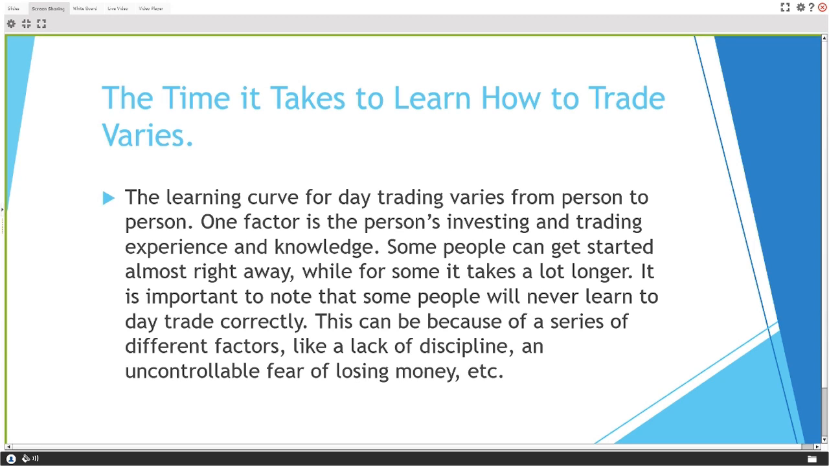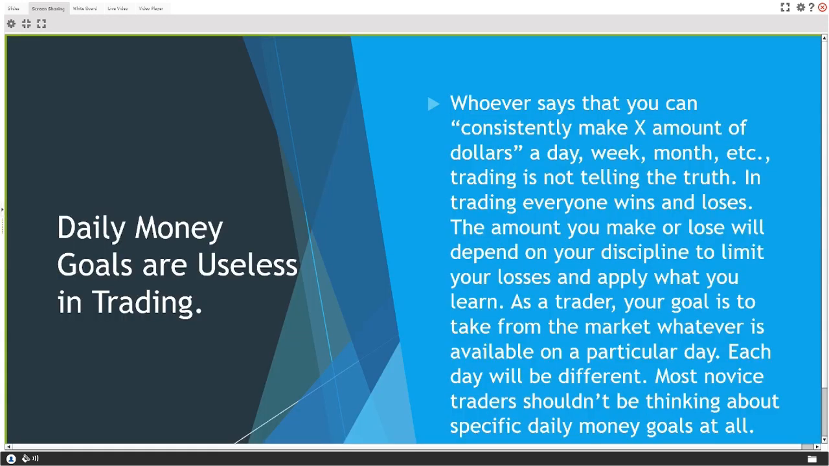So you need to be the person that knows how to control your emotions. All right. Now, another big thing we see in trading that hurts a lot of traders is daily money goals. Daily money goals are useless in stock trading, guys, and I'm tired of hearing about them, right? So whoever says that you can constantly make X amount of dollars within a day, a week, a month is not telling the truth. Because in trading, everyone wins and everyone loses.